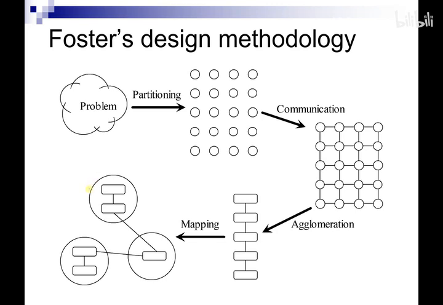And then lastly, we're going to take this diagram that's representing all of the agglomerated tasks, and we're going to map them onto the physical hardware. Here each of the big circles indicates a processor, and each processor is running several of these agglomerated tasks. Now we're going to get into more details about each of these steps.